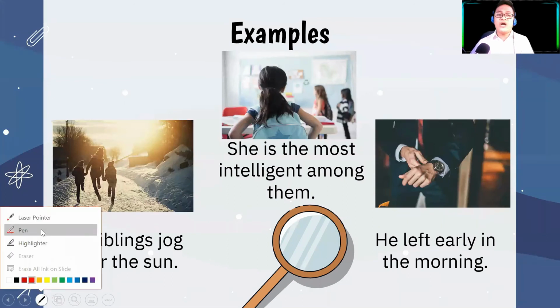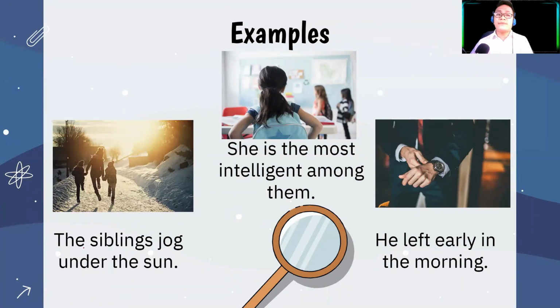The siblings jog under the sun. The prepositional phrase here is under the sun because it begins with a preposition, under, and there is an object, the sun. Kaya prepositional phrase. Anong function niya? It is a prepositional adverb phrase because malapit siya kay verb na jog. Ibig lang sabihin nito, yung under the sun, dinidescribe niya yung verb na jog. So, the siblings jog where?